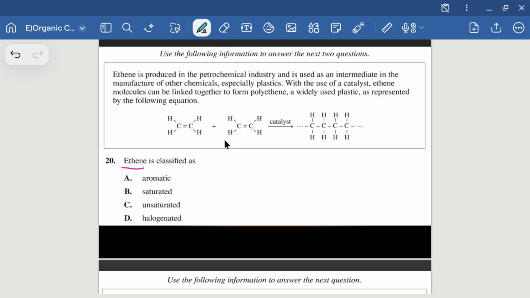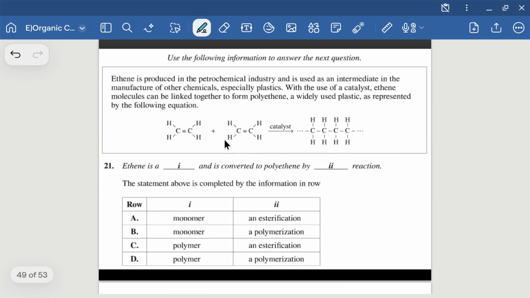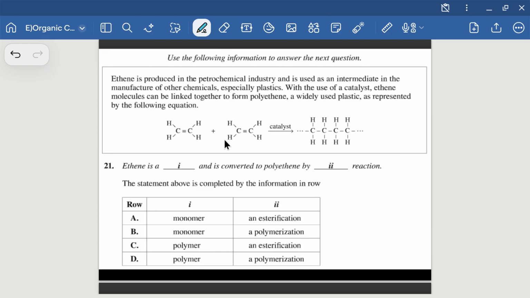Now we take a look. Ethene would be the monomer, because that is the link that's being repeated, and it's converted to polyethylene by an addition reaction. It's not esterification, so we'll say polymerization. I think it's more common to see addition there, but that's okay. We can rule out esterification.